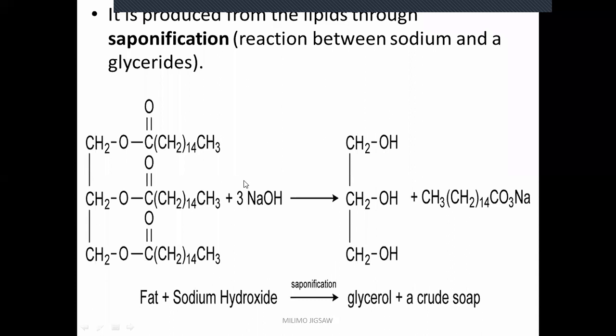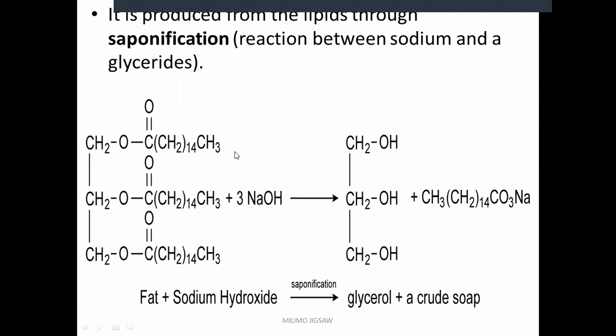So through the process of saponification, the reaction between sodium hydroxide and glycerides, what will happen is that glycerol will be produced, and also the soap. There will be a production of soap. The process is called saponification because it leads to the production of soap. This is how glycerol is produced.